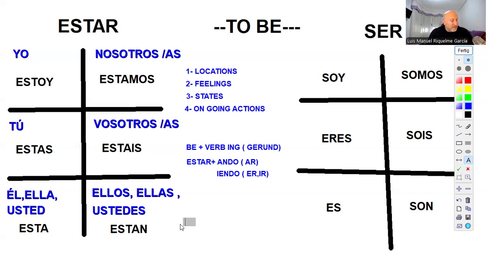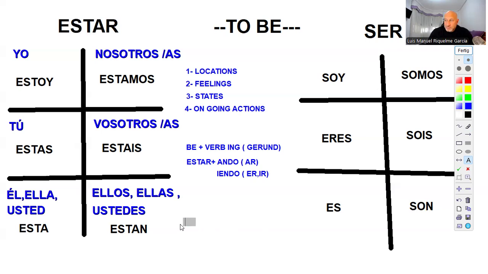I am living in Los Alcázares. Yo estoy. What's the verb to live? Vivir. But I don't want to say to live. I want to say living. So I have to remove the -ir and add the gerund ending in Spanish, which in this case is -iendo. Yo estoy viviendo en Los Alcázares.